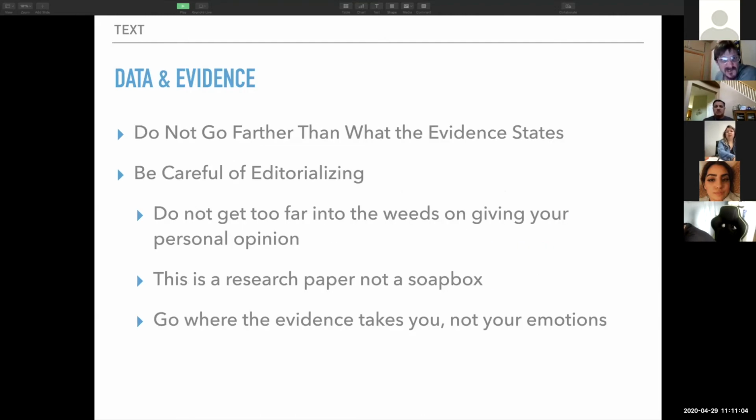Data and evidence. Do not go farther than what the evidence states. If the evidence states that we're going to see coronavirus increases until the fall, don't say that it's the apocalypse. Be careful of editorializing. Don't get into the weeds and give your personal opinion. It's a research paper, not a soapbox. So go where the evidence takes you, not your emotions.